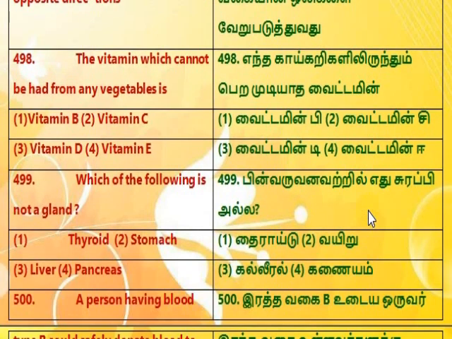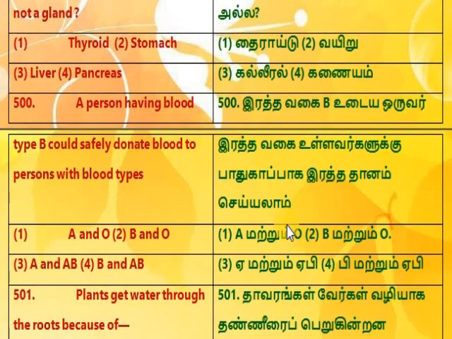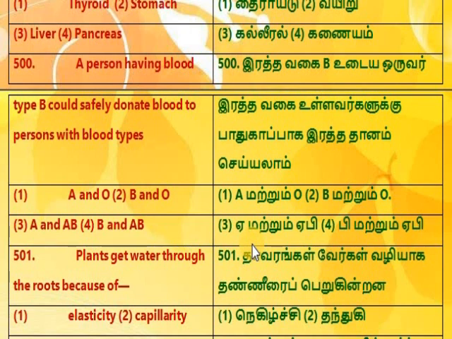498. The vitamin which cannot be had from any vegetables is: 1. Vitamin B. 2. Vitamin C. 3. Vitamin D. 4. Vitamin E. 499. Which of the following is not a gland? 1. Thyroid. 2. Stomach. 3. Liver. 4. Pancreas. 500. A person having blood type B could safely donate blood to persons with blood types: 1. A and O. 2. B and O. 3. A and AB. 4. B and AB.